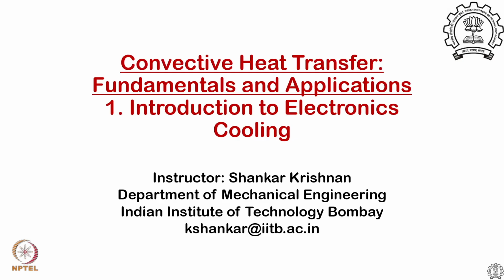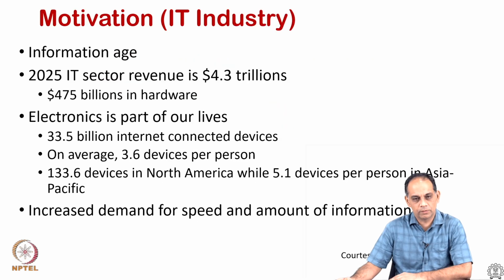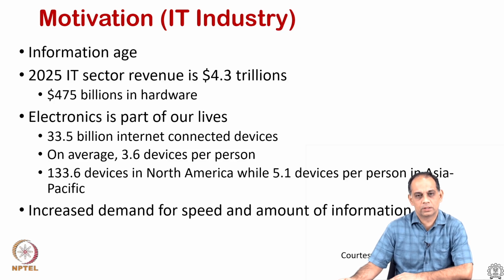So, we will start. The reason for looking into electronics at this point is that the electronics industry, or the IT industry as such, is one of the biggest industries in terms of money making. For example, it makes 4.3 trillion dollars in revenue in 2025, while the hardware associated with the IT industry is about 475 billion dollars. So, that makes it very important, and as you can see, some of the topmost companies in the world are all IT driven or part of the electronics industry.